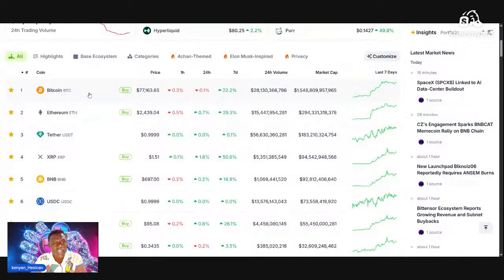So we have the first and the most known crypto, Bitcoin. It is trading at 77,163 US dollars. You can see the 1 hour time frame, the 24-hour time frame, and the 7 days price performance. In the last 7 days, actually, it has been up 22.2%. Yeah, so the market cap, you'll be able to see it here at 1.5 trillion.